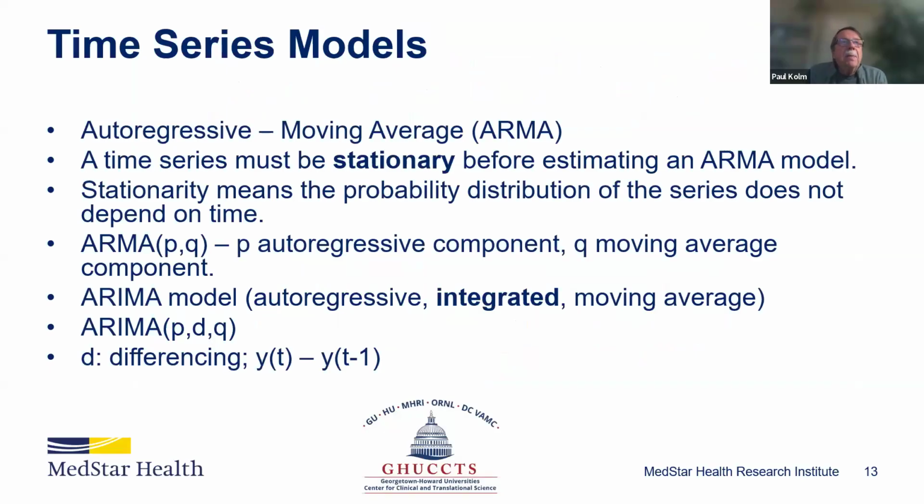So with time series models, as I mentioned, the primary components are the autoregressive part, the serial correlation or autocorrelation, and then a moving average part. And so we refer to this as an ARMA model.